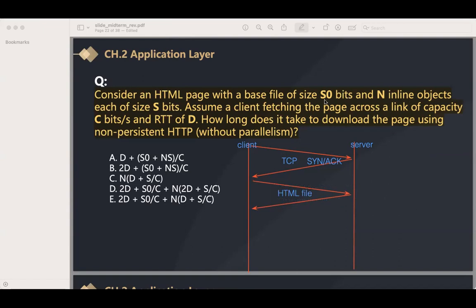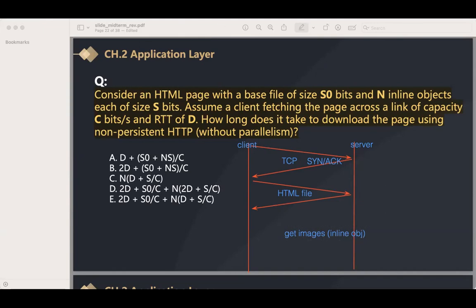As you can see here, we have an HTML page, then we have inline objects inside the HTML. So you can imagine we have lots of images inside the HTML file. So we need to get the HTML file first, and then we can request other images inside the file. So the next step is to get the images, the inline objects.